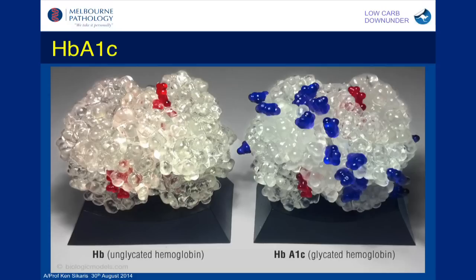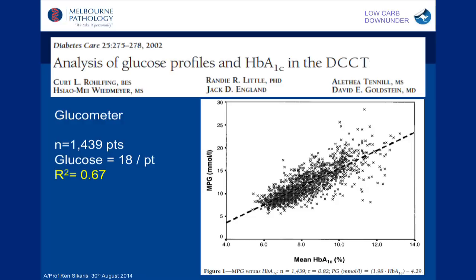Sugar is sticky, it sticks to everything, and it sticks to the red colour in our blood, which is the hemoglobin. And the amount of sugar that's stuck on that hemoglobin tells us what our sugar levels have been over the last 3 months. And it correlates, this is just using 18 glucose levels with hemoglobin A1C. The more you have, the better it correlates.